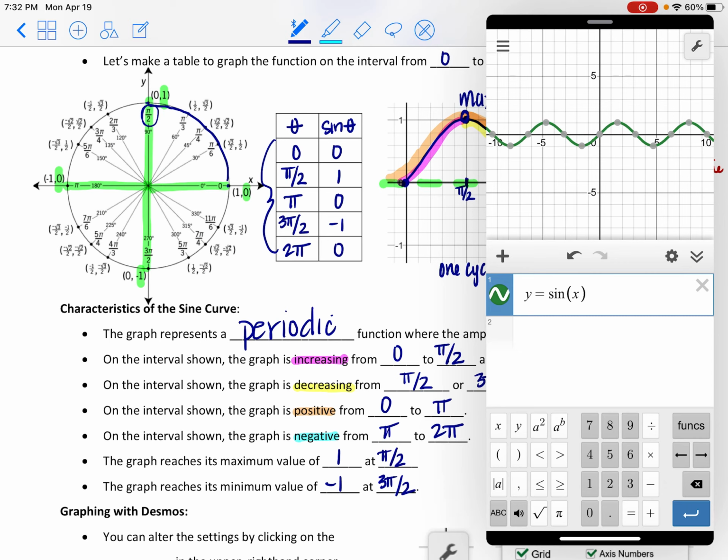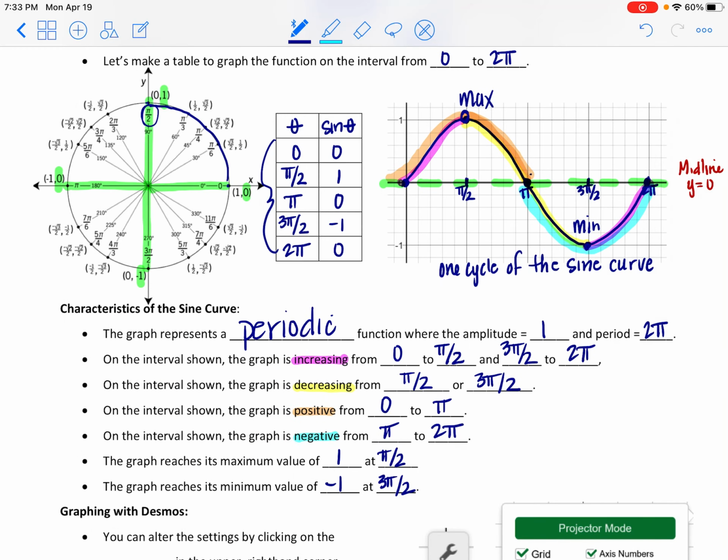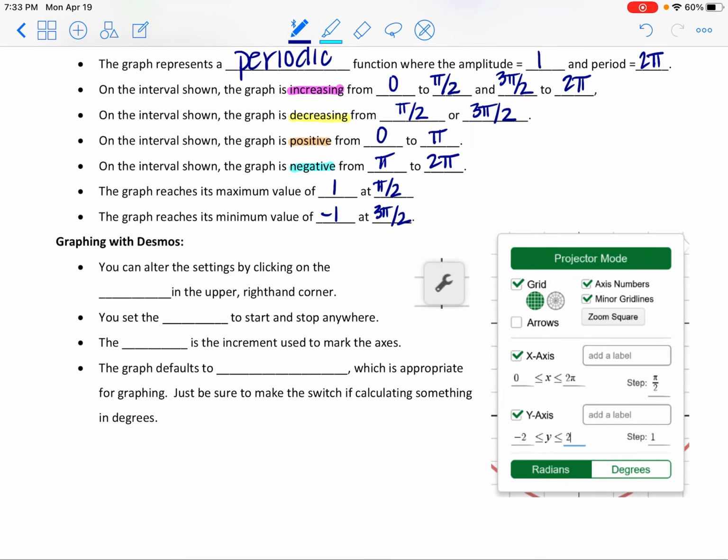Now that graph, when you are asked to graph, you're going to be asked for specific intervals to make your graph. So if we wanted to produce the graph that we see on our paper here, we're going to want to mess with the settings. So let me just show you how to mess with the settings.